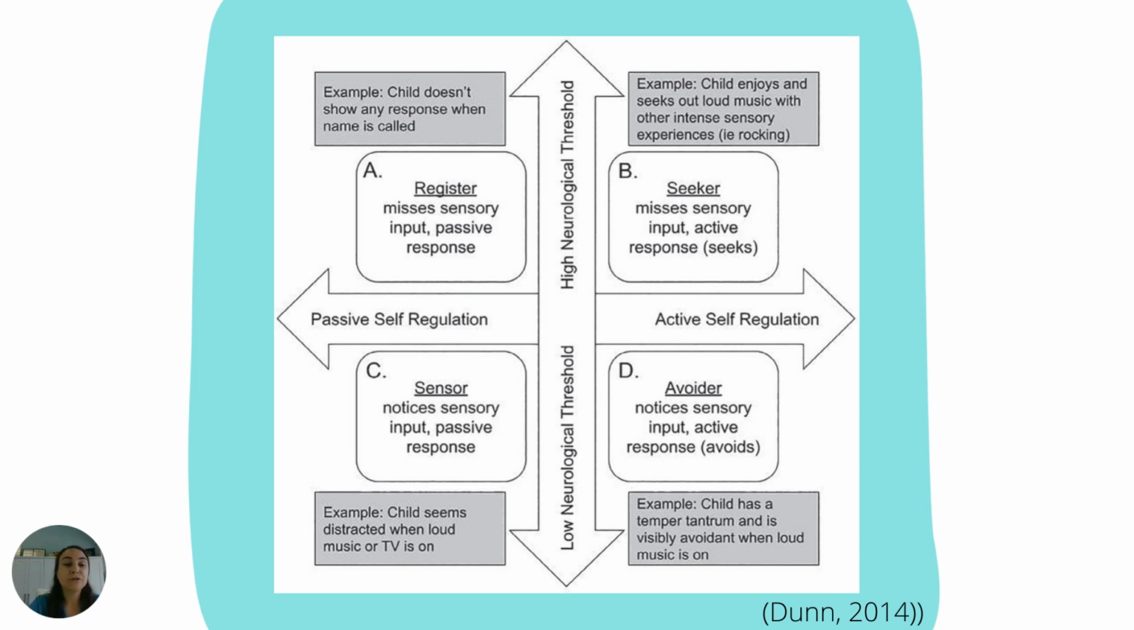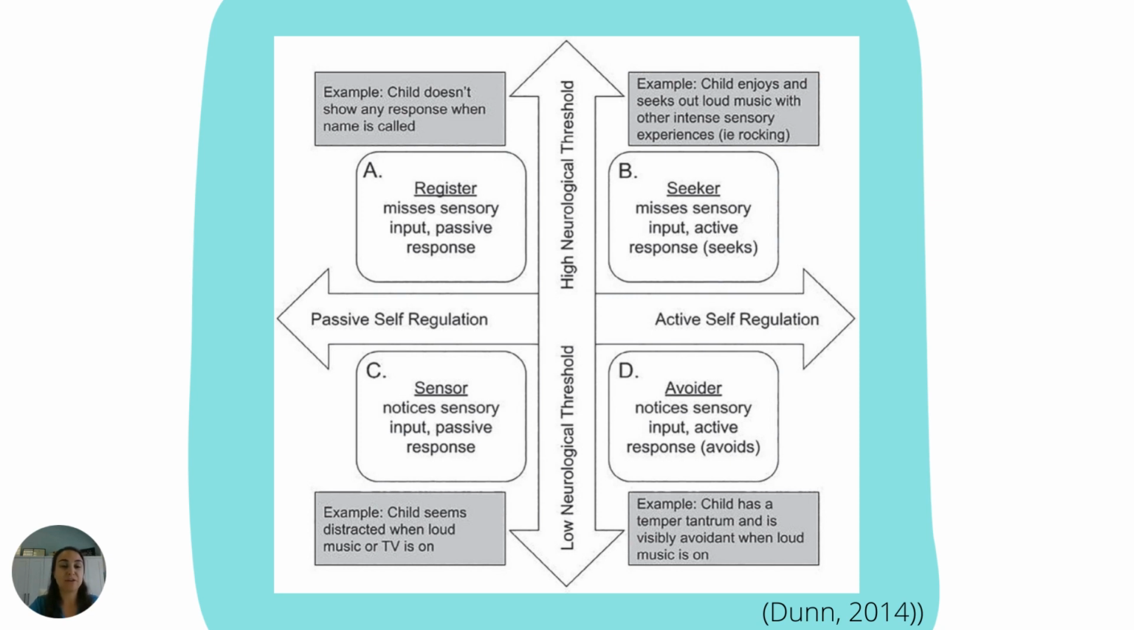When you have a low neurological threshold, it means that you can quickly get overstimulated by sensory input. So we have our sensor, which is letter C. Our sensor notices sensory input and has a passive response. So for example, the child seems distracted when loud music or the TV is on.